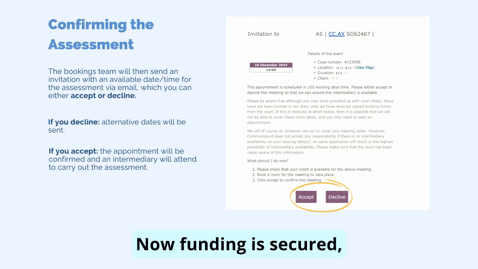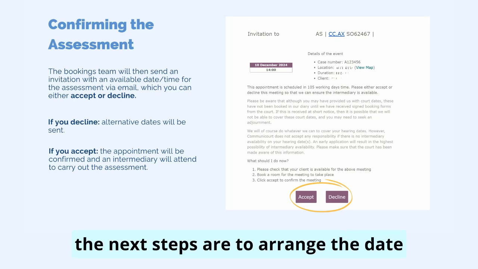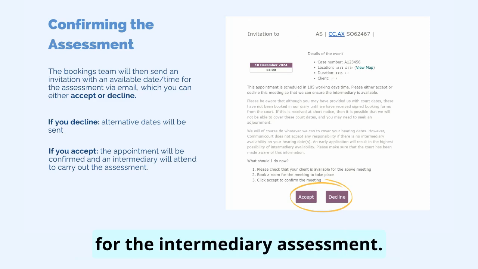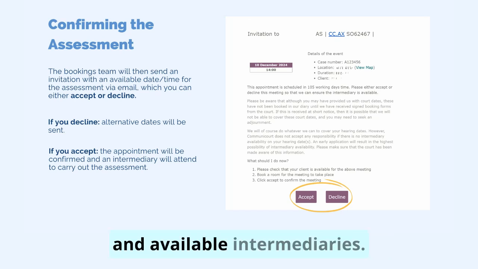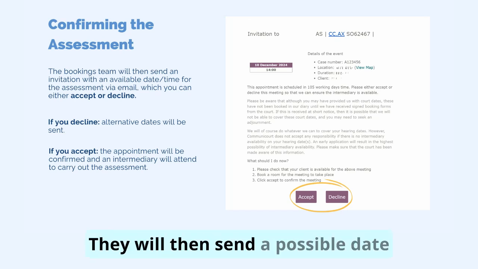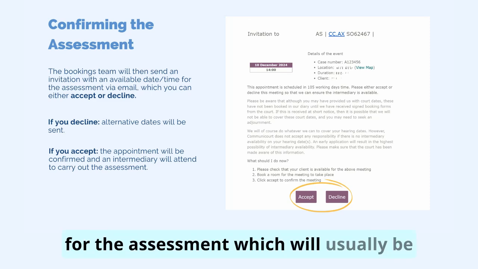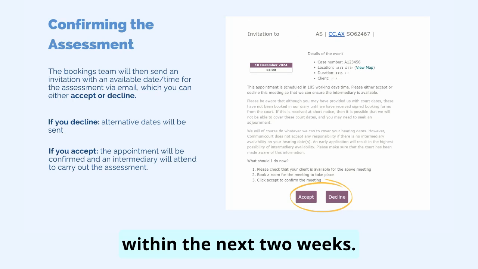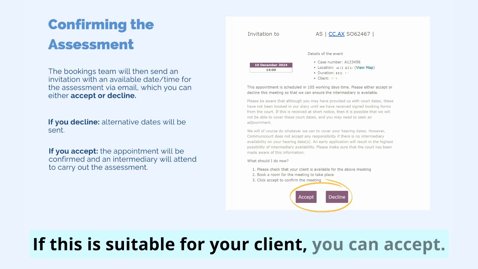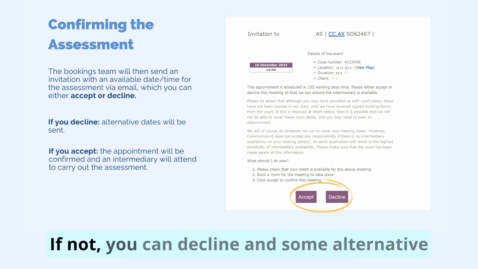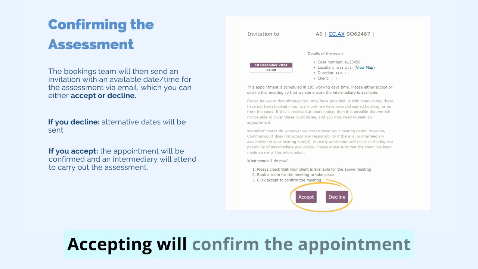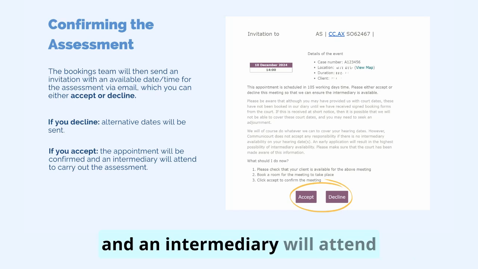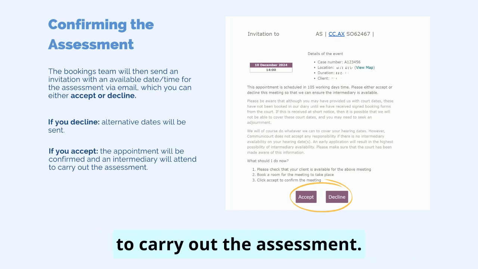Now funding is secured, the next steps are to arrange the date for the intermediary assessment. The bookings team will look at the proposed assessment location and available intermediaries. They will then send a possible date for the assessment, which will usually be within the next 2 weeks. If this is suitable for your client, you can accept. If not, you can decline and some alternative dates will be sent. Accepting will confirm the appointment and an intermediary will attend to carry out the assessment.